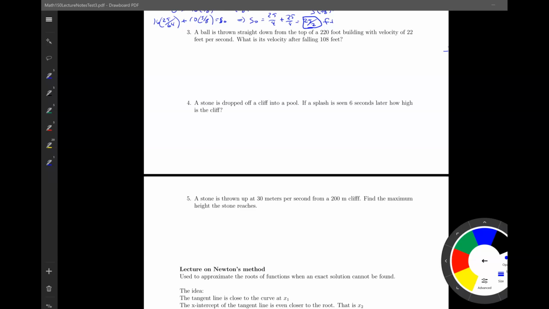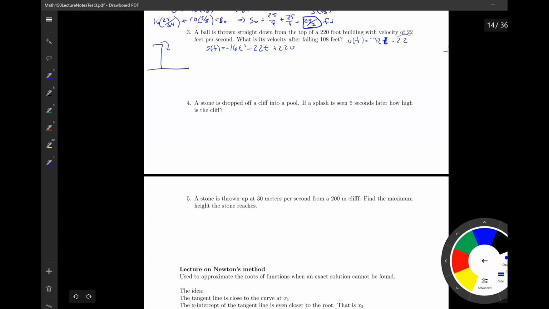Okay, so here we have a ball being thrown down from the top of a 220-foot building. So it's being thrown down with a velocity of 22 feet per second. So what I have is the position function is negative 16t squared minus 22t plus 220, because I know that the velocity will be negative 32t minus 22.